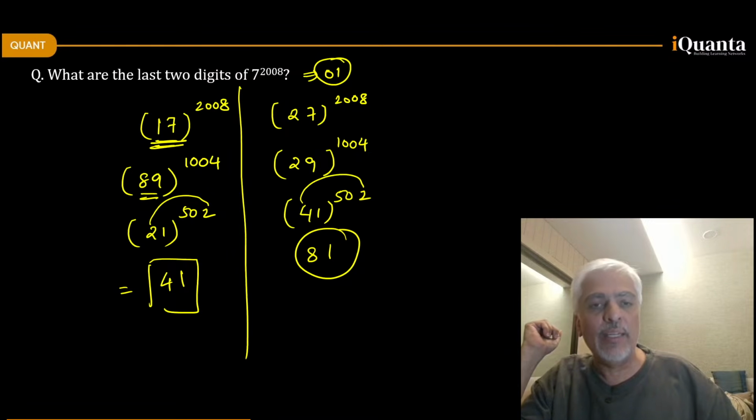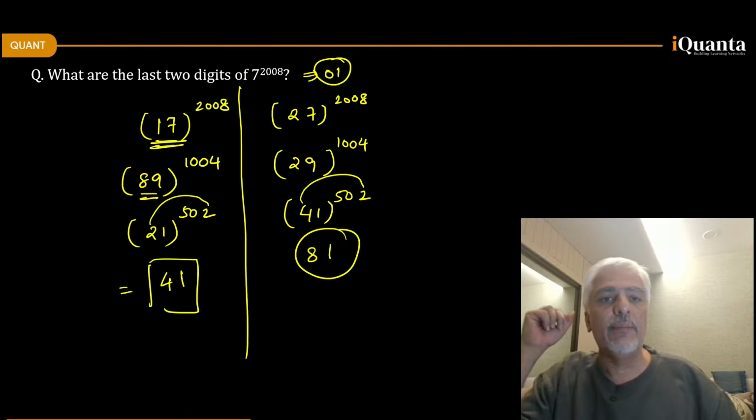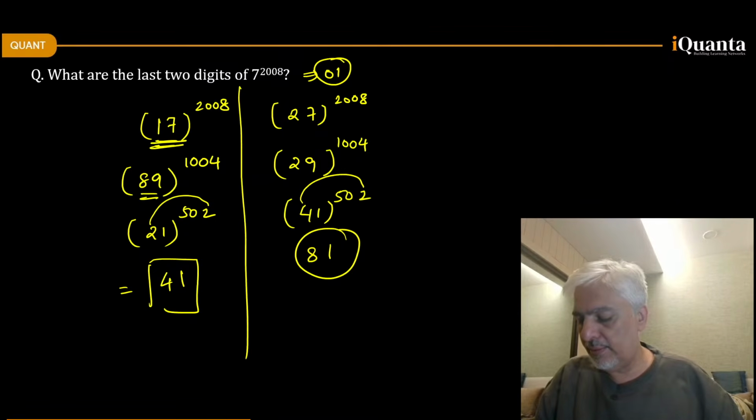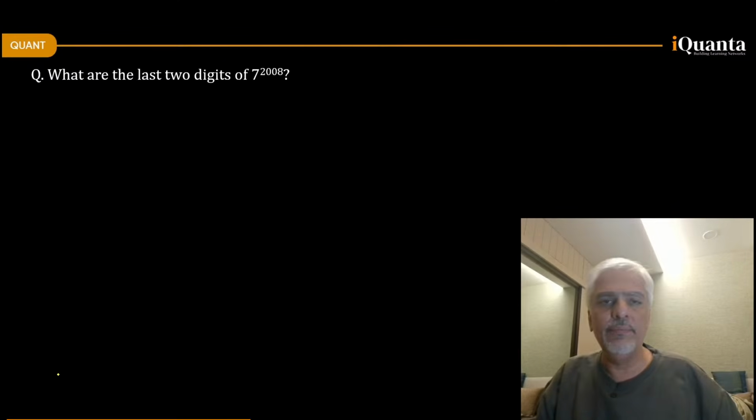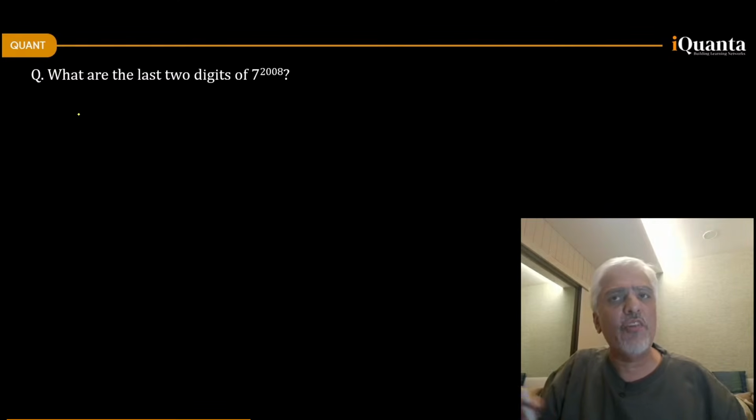Yes, the key is to bring 1 in the units place, and that will come only for odd numbers. Not for 5s, this works for 1, 3, 7, 9. For even numbers I can't show today. That is a completely different process. If you are an iQuanta student, we will discuss it in class.